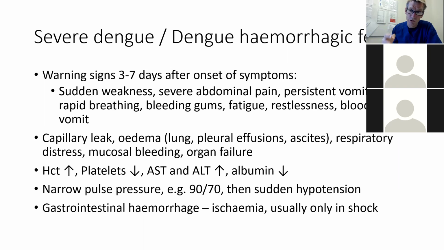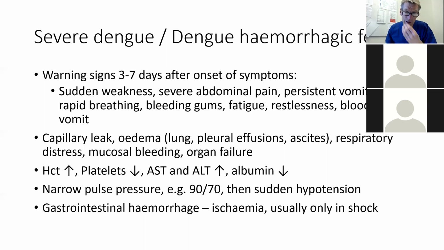By that stage, when children have severe dengue, their hematocrit's going up because they're leaking a lot of fluid from their intravascular space into interstitial tissues, and so they're becoming more hemoconcentrated. Their platelet count's going down. Sometimes their liver transaminases will be going up, that is, they get a rise in their ALT and their AST, and usually their albumin is going down because it's a negative phase reactant. And sometimes it'll be leaking into the tissues as well. By that stage, they often have a very narrow pulse pressure.